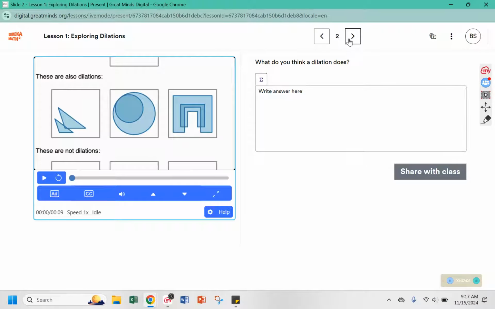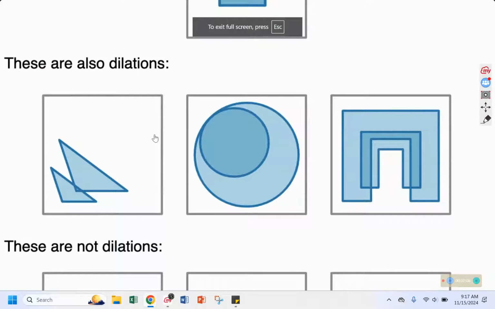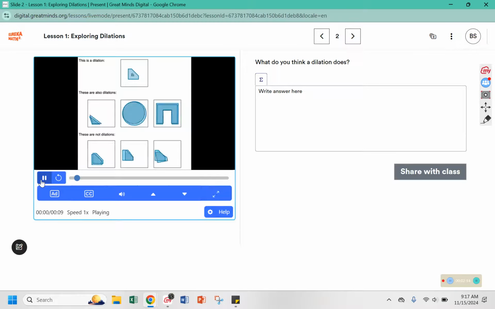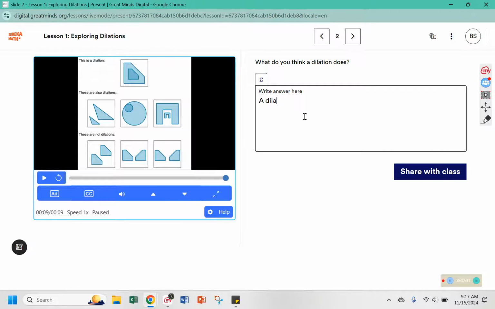What do you think a dilation does? So here's one that says these are dilations and these are not dilations. In this one, it got larger and larger. But in this one, it shrunk. And in this one, it got smaller. All the ones that say these are not dilations stay the same size. So it appears that a dilation changes the size of the original shape.